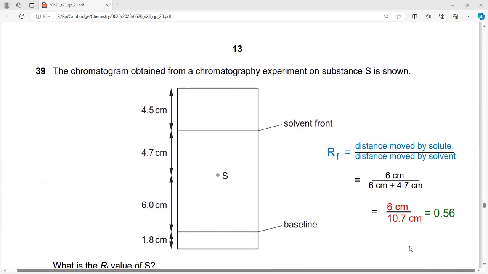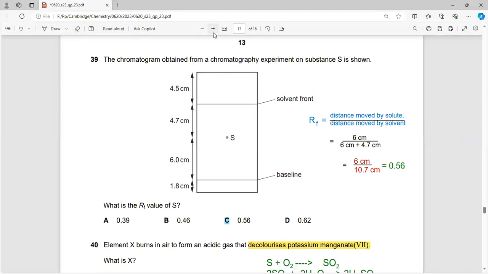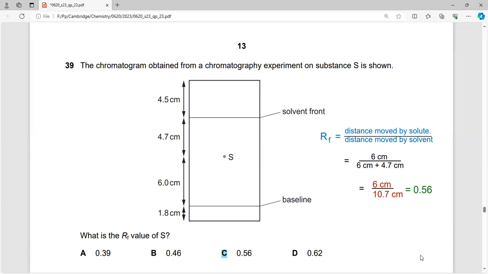So question number 29. Here the question 29 is related to the chromatogram obtained from a chromatography experiment on a substance X. So those values are given there. For example, we have the values. Now, first we have a baseline, and second we have a solvent front. And what is the retention factor on the basis of these given values?